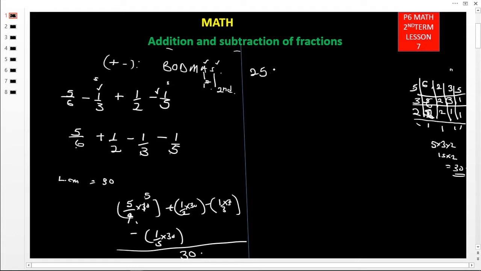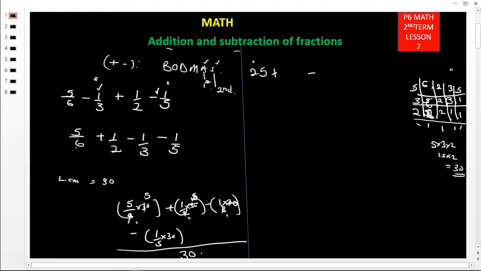Then what do we have here? Plus. Then by 2 over 1, how many 2s are in 30? They are 15. 15 times 1, we get 15. Minus by 3 over 1, how many 3s are in 30 here? They are 10. Sorry, it's not 15, so they are 10.